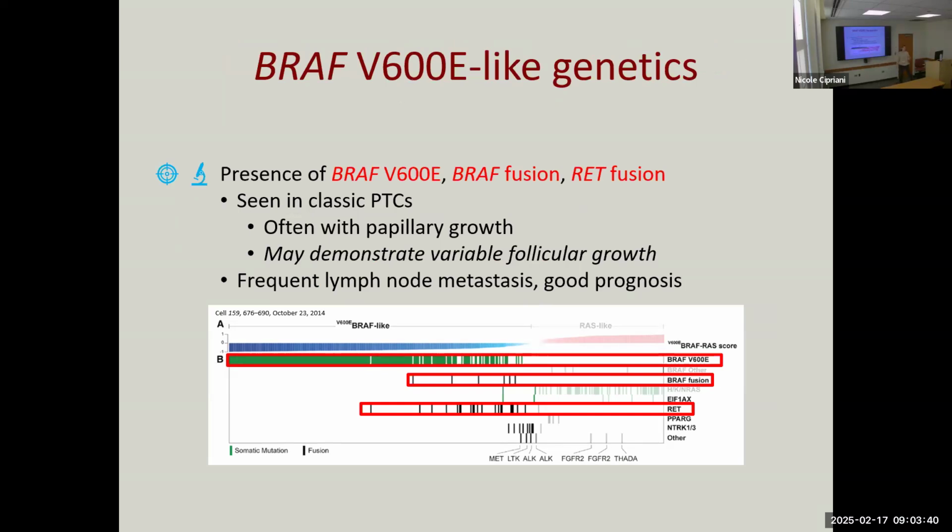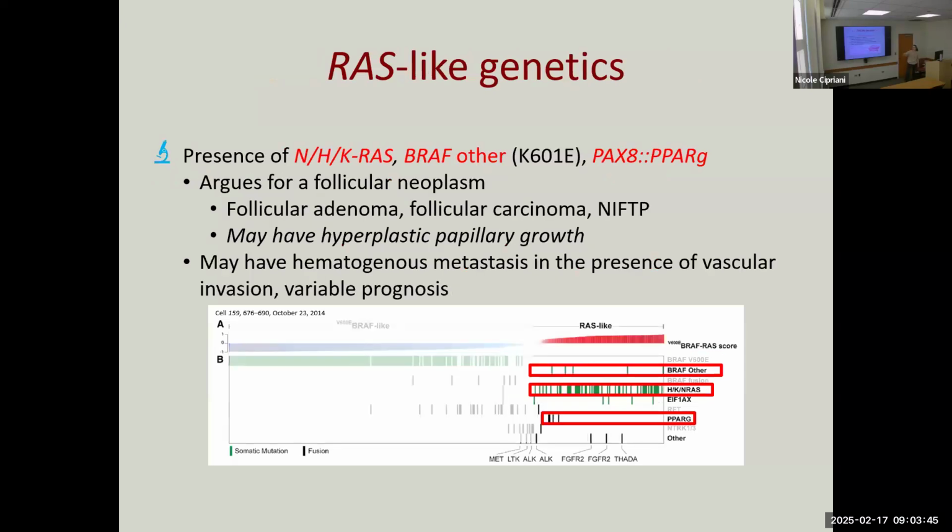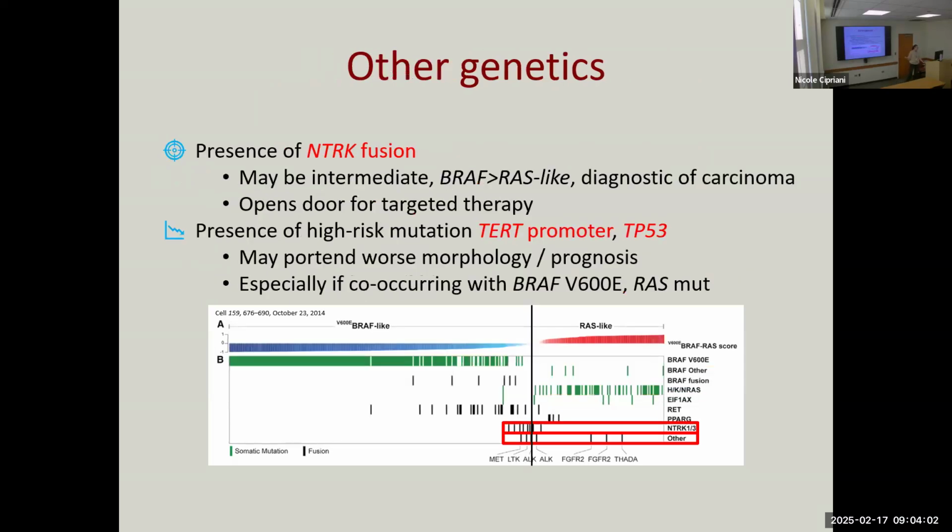BRAF V600E, BRAF fusions, RET fusions, those are essentially all on the left side of the line. They are BRAF V600E-like, they are PTC-like, true PTCs. The ones on the right side of the line, the RAS, the PPAR gamma, the other non-V600E BRAFs, like I said earlier, these are the follicular neoplasms. These are not automatically cancers. I have to make sure that there's no invasion and make sure that there's not cancer.